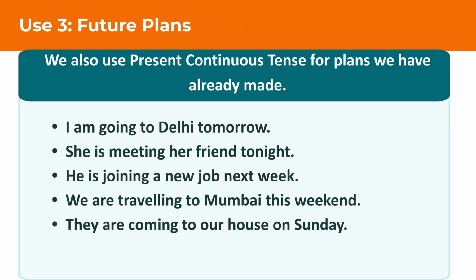Use 3. Future plans. We also use present continuous tense for plans we have already made. I am going to Delhi tomorrow. She is meeting her friend tonight. He is joining a new job next week. We are traveling to Mumbai this weekend. They are coming to our house on Sunday.